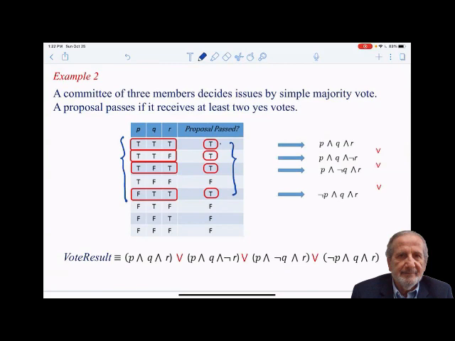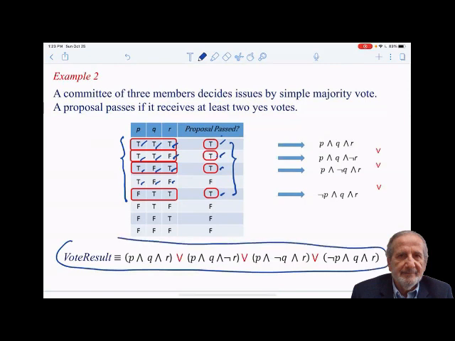So again, look at the T here. That's a proposal. When you have yes, yes, it passes. Yes, no, yes, it passes. Yes, no, no, it doesn't pass, and so on and so forth. And then you write this into sum of product. Again, see that this one here is sum of product. So now I found a function that satisfies these values.